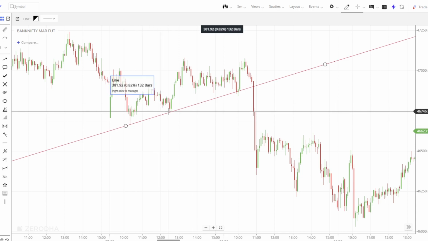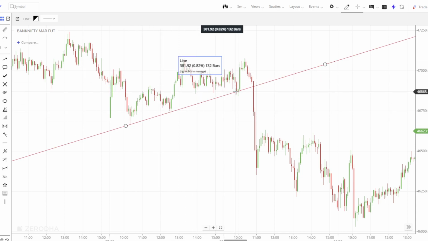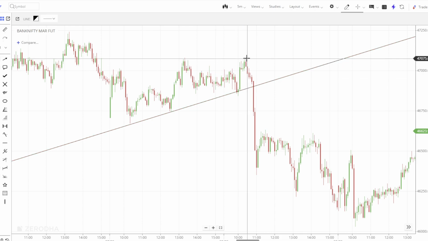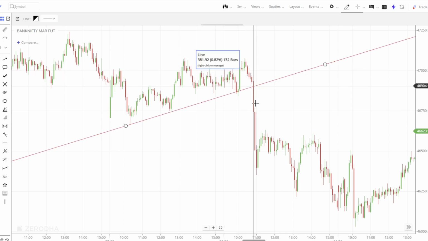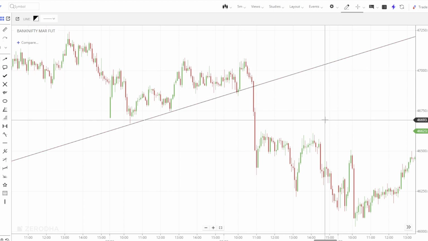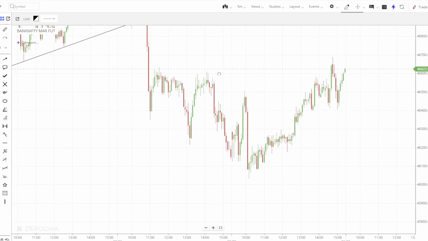So it took support from this trend line, once again took the support from this trend line, but it failed to make a higher high. So the moment it fails, it breaks this trend line. Look at this, 1 2 3 4th time it breaks. So always you can expect a break.